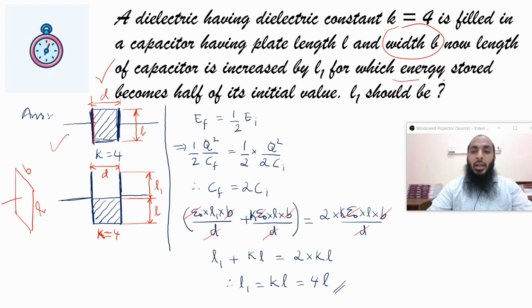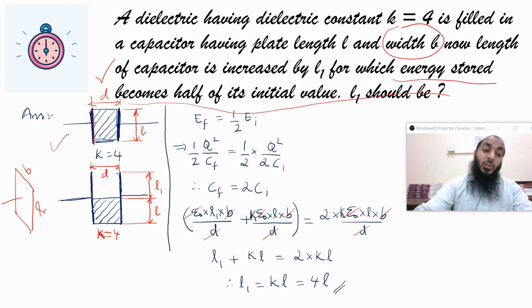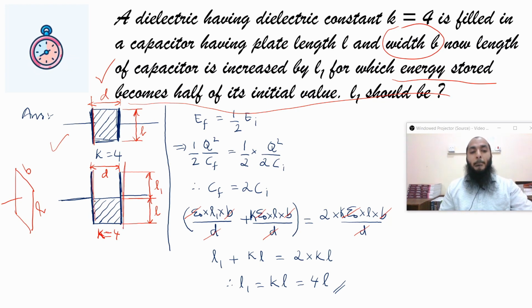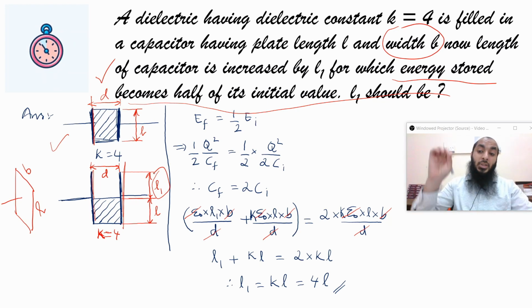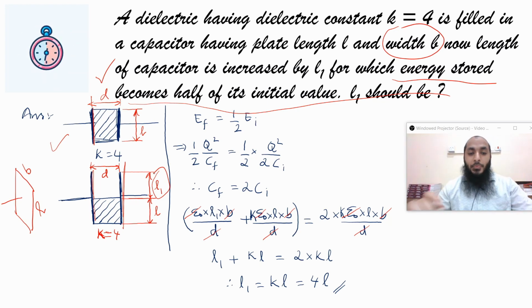Now they said that the energy stored becomes half of its initial value when the length of the plate is increased. Length is increased by L1, not to L1. There is a difference in that. So that means already it was L, now you increase by L1. That means the total length has become L plus L1. Okay, so now let's take this condition.